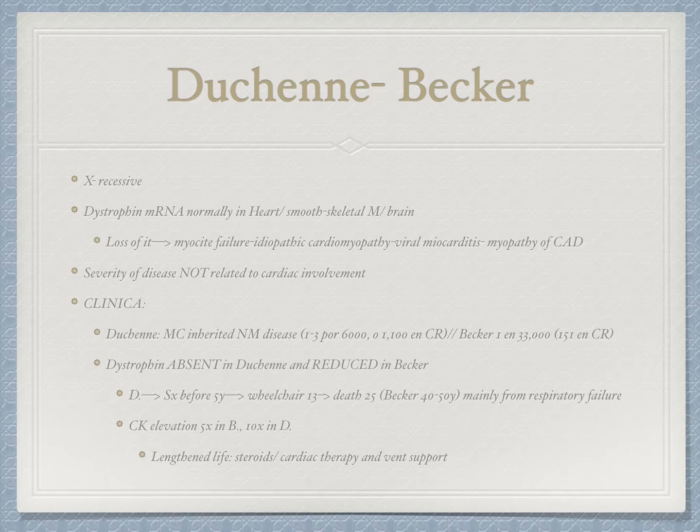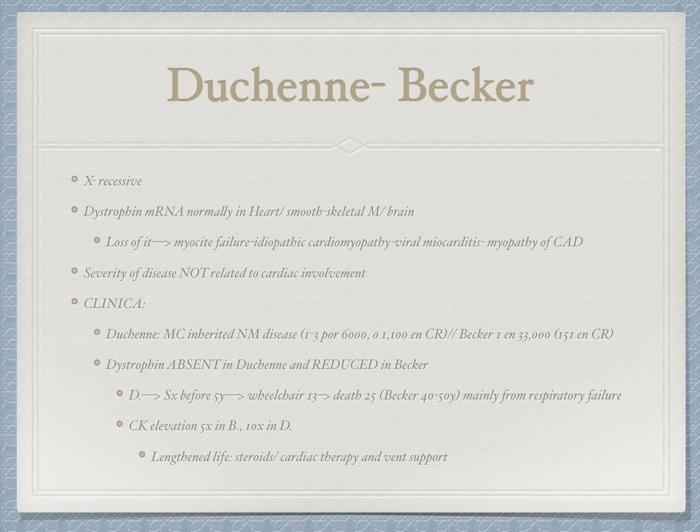Duchenne and Becker. Both of these diseases affect dystrophin, the dystrophin gene, the mRNA. This means that you will make less dystrophin. It is X-linked recessive, and if you have a total absence of dystrophin, you will have the Duchenne subtype.